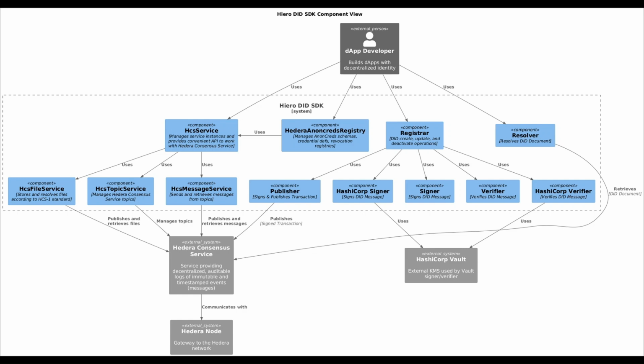What makes the SDK API robust are the new highly customizable publisher, signer, and verifier components. Signer and verifier components provide a comprehensive API for key management when it comes to signing and verifying DID messages. You can also see HashiCorp Signer and HashiCorp Verifier components, which provide built-in support for HashiCorp Vault as a key management system. And essentially, you can provide your custom implementations of Signer and Verifier classes from your end application.